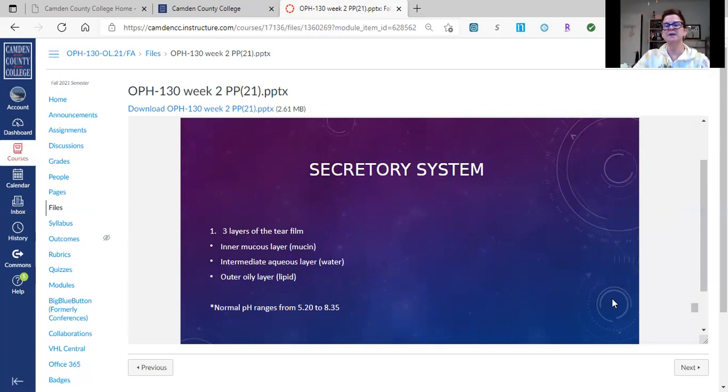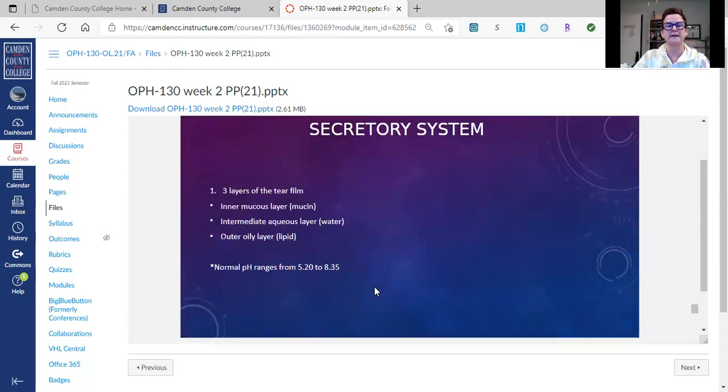Another thing I want you to put away in your memory bank is the normal pH range of the tear film, which is anywhere from about 5.2 to 8.35.